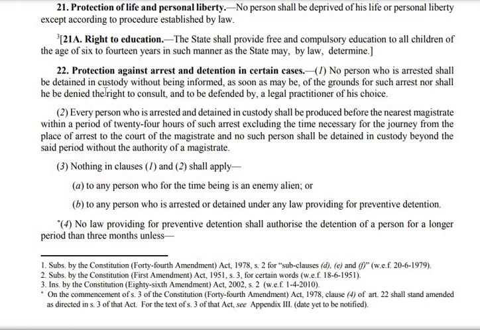थर्ड क्लाउज एक बार देख लो, nothing in clause 1 and 2 shall apply to any person who for the time being is an enemy alien. So what is an enemy alien? Suppose India is at war with Pakistan. So Pakistani citizen in India will be called an enemy alien.